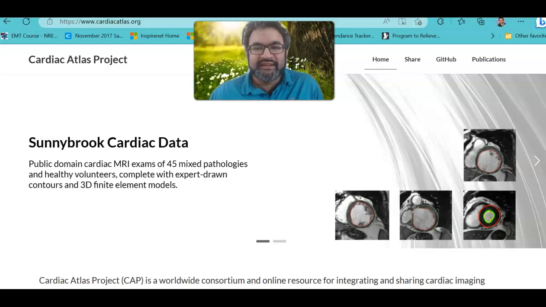As promised, I have taken you to the Cardiac Atlas project, and in this there are several types of ways that images have been taken and then processed together. So let's peruse through this website.